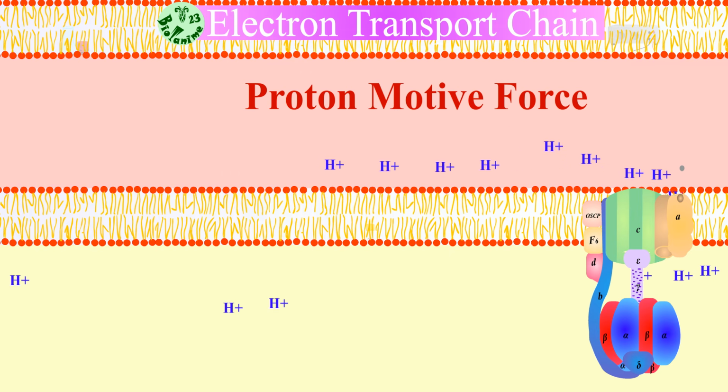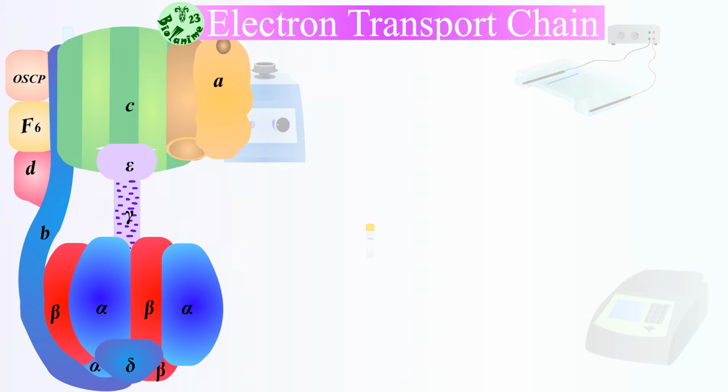The only route available is through complex 5, also known as ATP synthase or the F₀F₁-ATP synthase. Let's see the structure of the ATP synthase molecule. It is a large molecular machine embedded in the inner mitochondrial membrane.